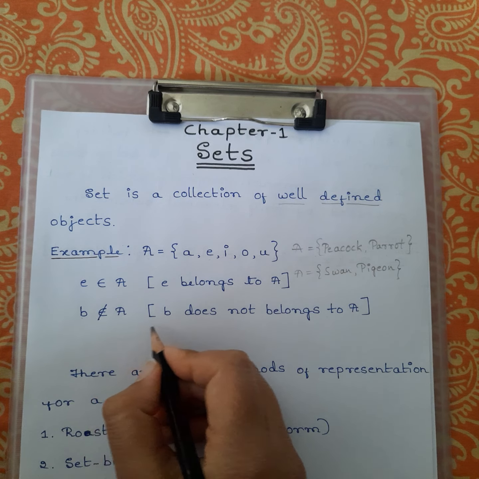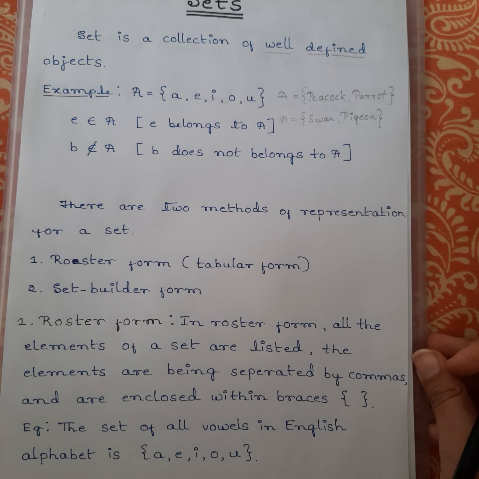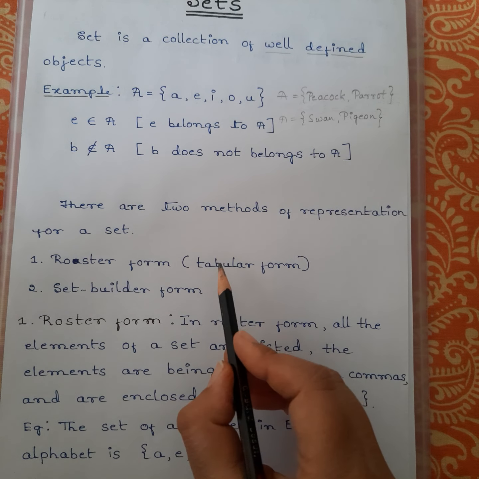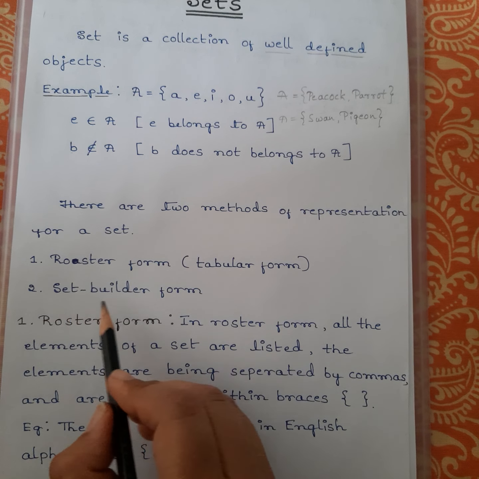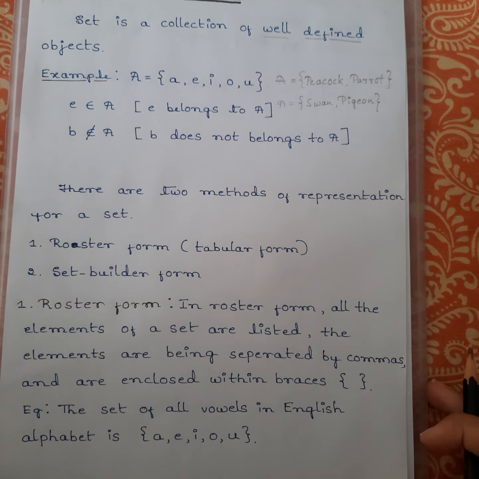So this is about sets. Then let us move on to the representation of a set. There are two methods of representation of a set. The first one is roster form or tabular form. The second one is set builder form. Let us see one by one. Roster form: in roster form, all the elements of a set are listed. The elements are separated by commas and are enclosed within braces.